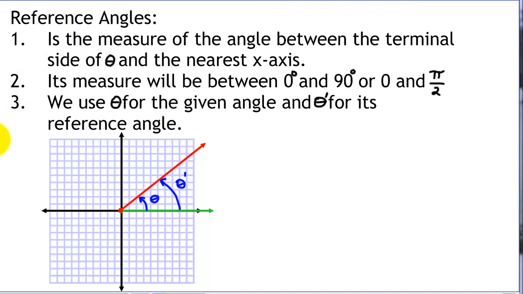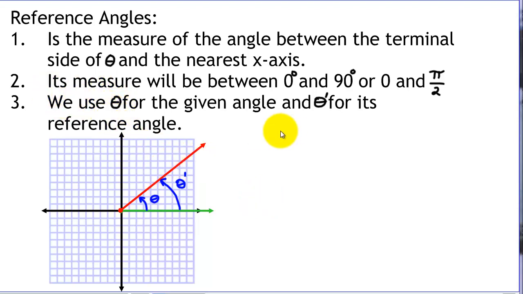A reference angle is the measure of an angle between the terminal side, which in our picture will be the red side as we move the angle, and the nearest x-axis. Since we're measuring within a quadrant, the measure of a reference angle will always be between 0 and 90 degrees if we're working in degrees, and 0 and pi over 2 if we're using radians. We'll use this prime notation to indicate the reference angle of a particular given angle theta.